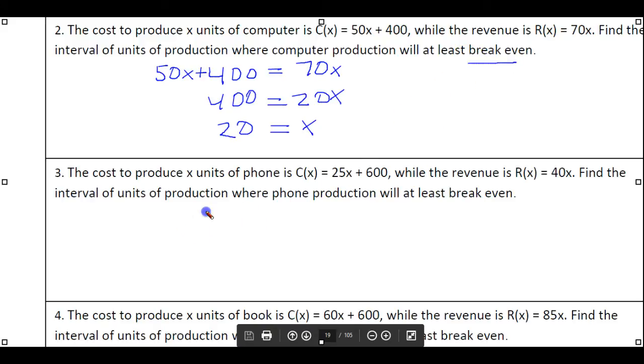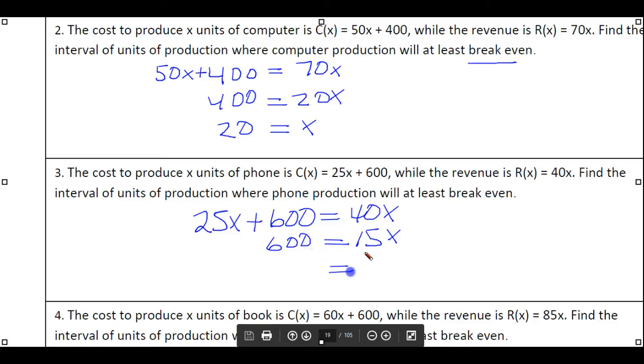And one more, 25x plus 600 equals 40x. Subtract 25x from both sides, you get 15x equals 600. Divide both sides by 15, and you get x equals 40. So 40 seems to be a lucky number here.